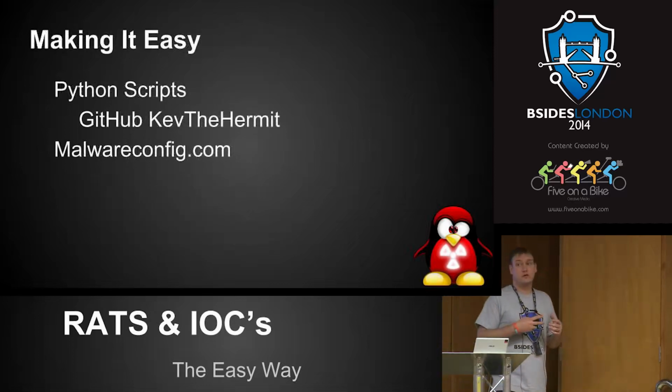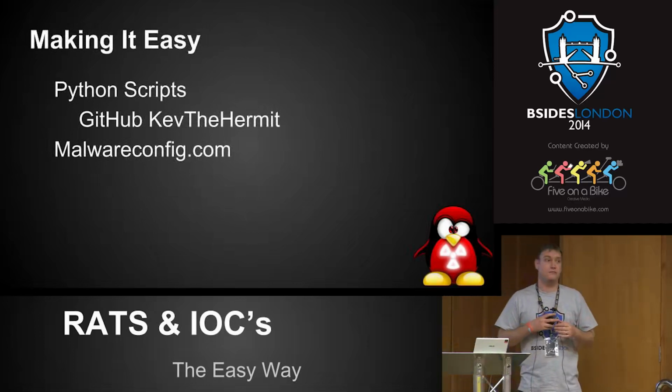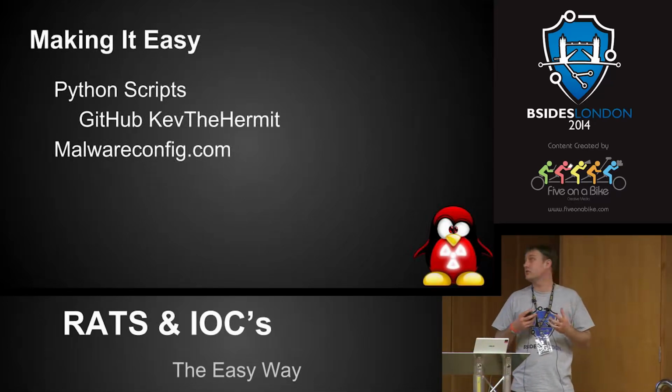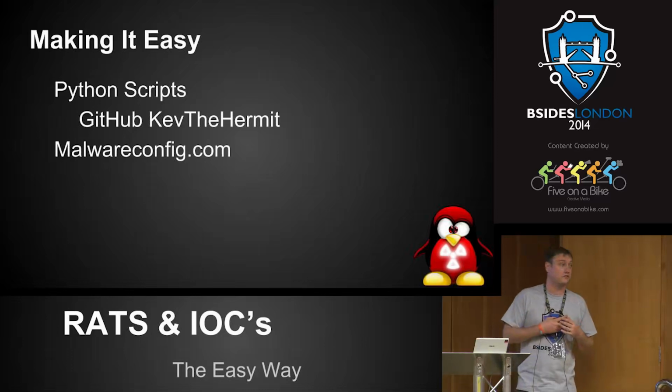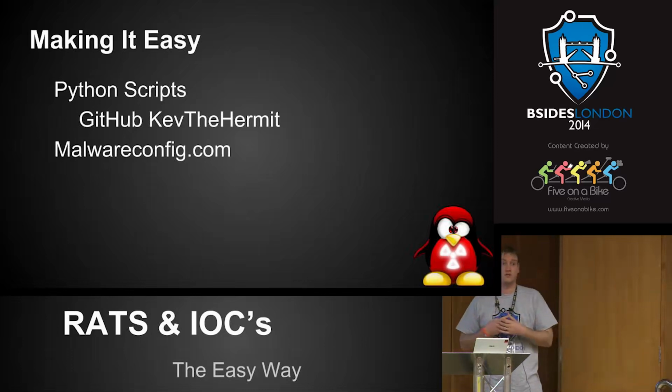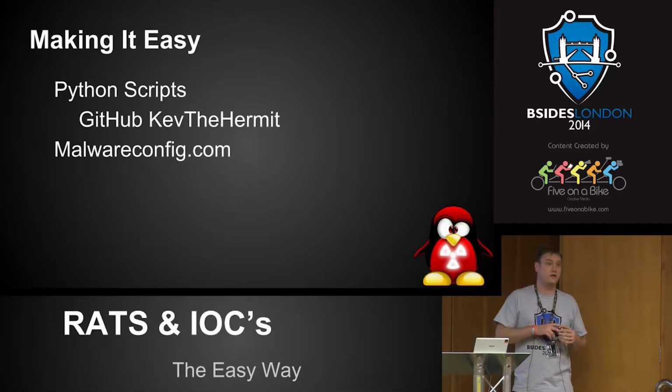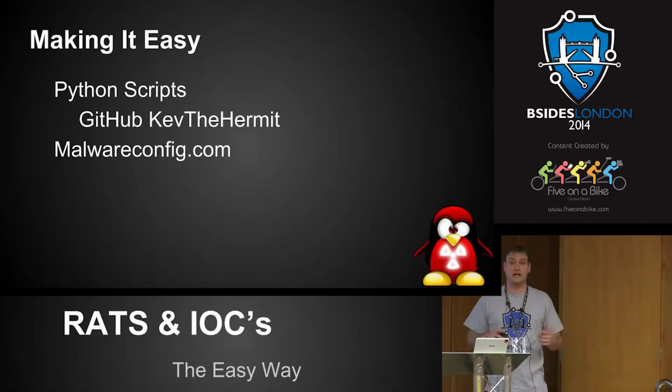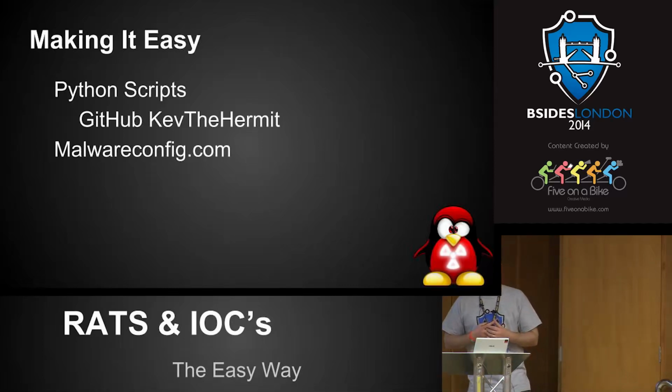So now we know what we're looking for, let's make it easy. I've spent the last two to three months looking at RATs, and I've done all that hard work for you. So I've released 23 scripts, all hosted on my GitHub, and this will do all the work for you. You put any RAT in there, as long as it recognizes it and understands it, then it'll just extract that config for you and give it in a nice, easy way for you to view.